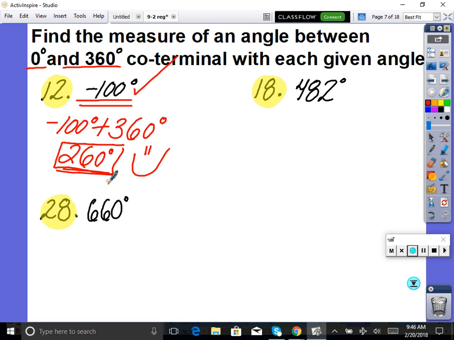So let's go here. We have 482, and we want to find a coterminal angle, meaning fall on the same spot as this, but be on the interval from 0 to 360. So what do we need to do? 482, and then what? Minus 360 to get us back into more of the 0 to 360 unit circle. Because it will fall in the same spot. What is it?